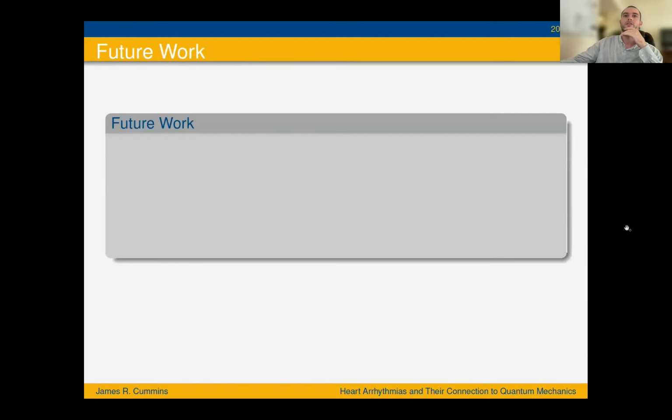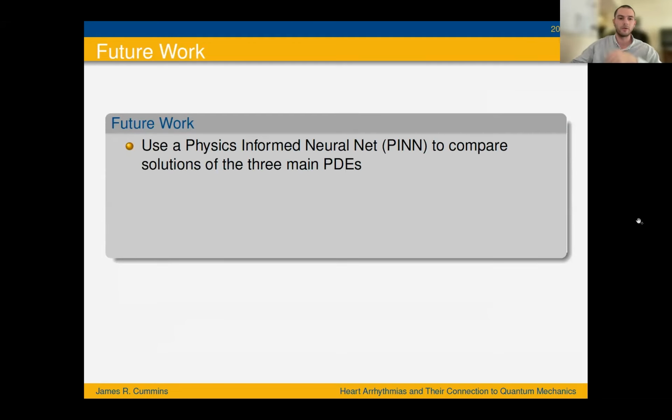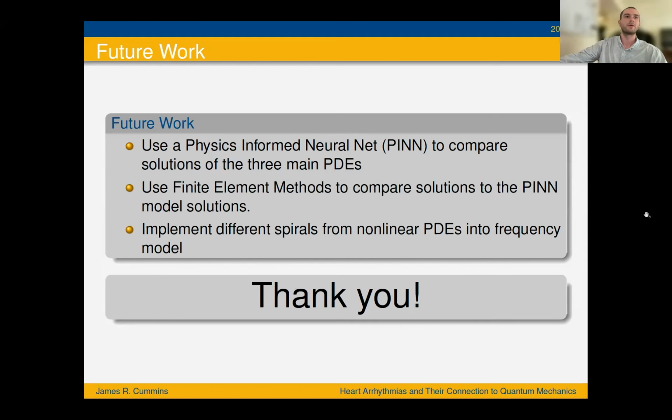Now, the stuff moving forward that I plan on working on is I specialize a lot in numerical analysis, and I do a lot in machine learning. Kind of one of the emerging fields right now is physics-informed neural nets. I'm sure you all have heard about it. And I have a lot of models that I'm working with solving those three main partial differential equations using a physics-informed neural net.